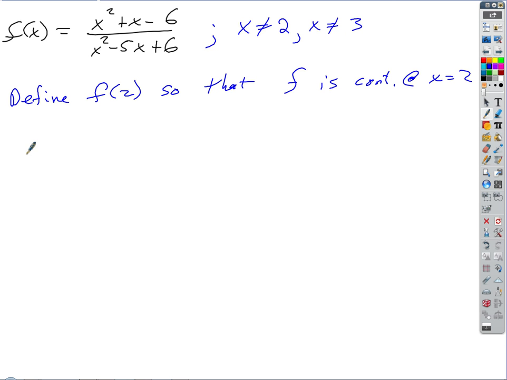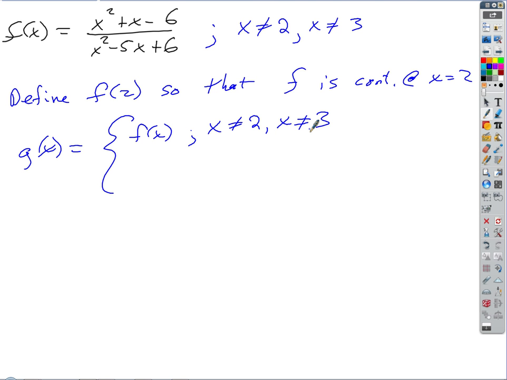So then we're going to define maybe some new function. Let's call it g of x. So g of x is going to equal f of x for all x not equal to 2 or 3, right? But we want to give g of x the right value so it fills in the hole at 2. That's what we're being asked to do, right? You guys know the math for this still. What do we have to take?